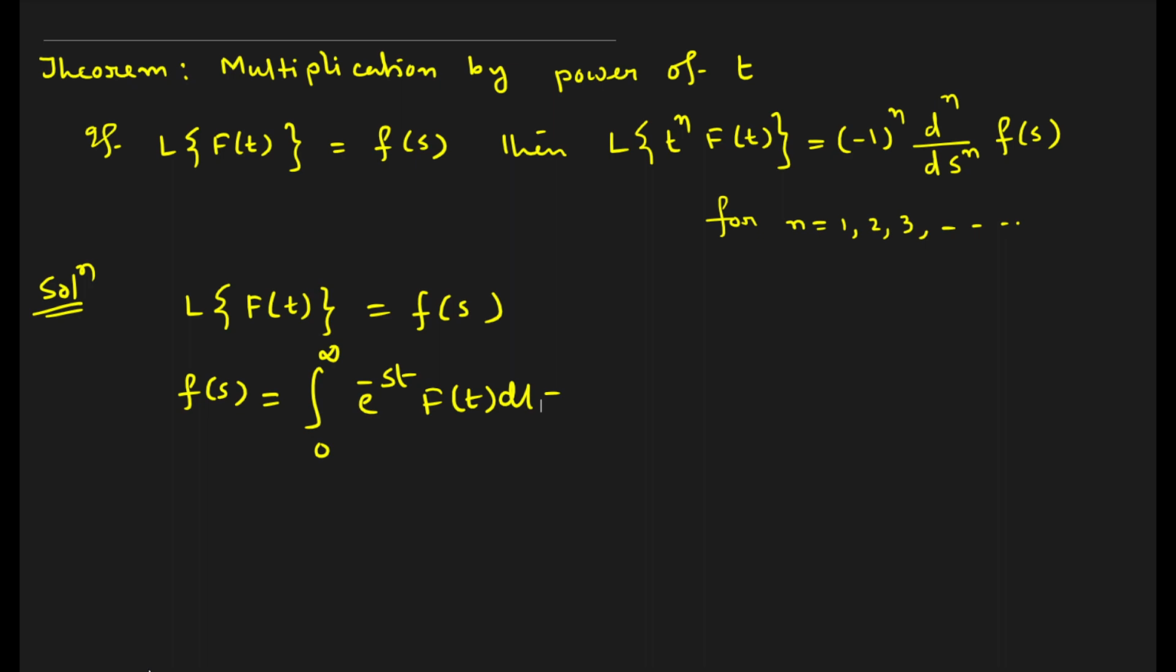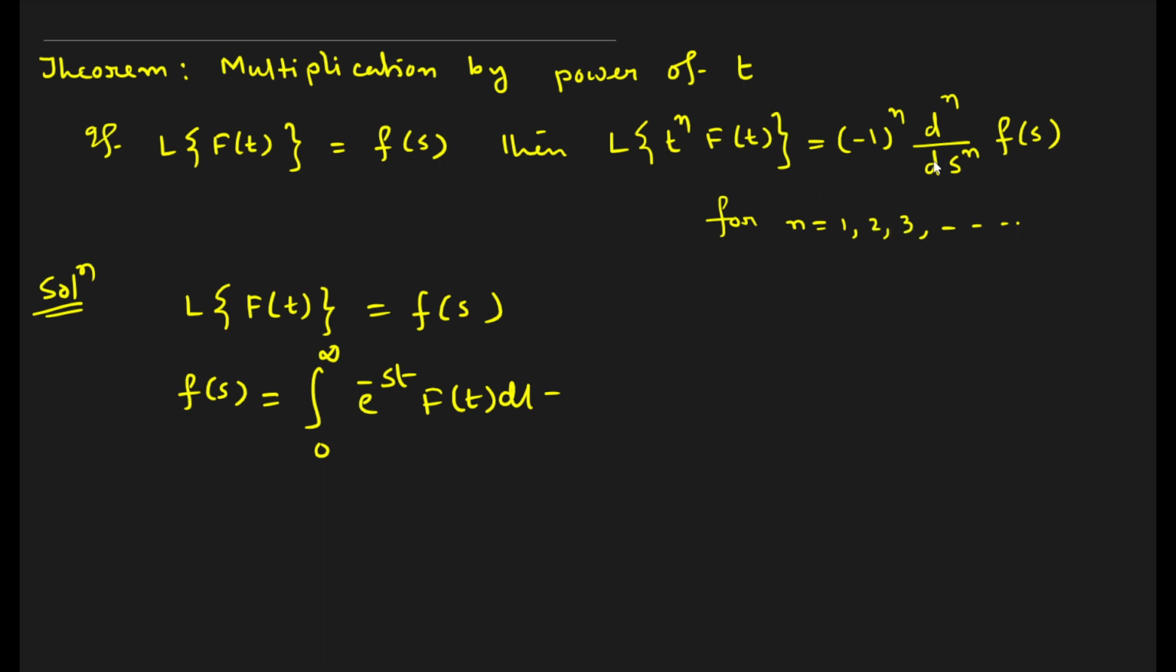So this is another theorem on Laplace transformation, which is sometimes called multiplication by power t. Now, we know that the Laplace transformation of f of t is F of s. But here, with f of t, we have another term which is t to the power n. So n can be 1, 2, 3, anything, any natural number.